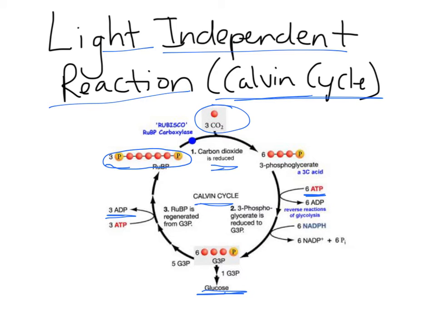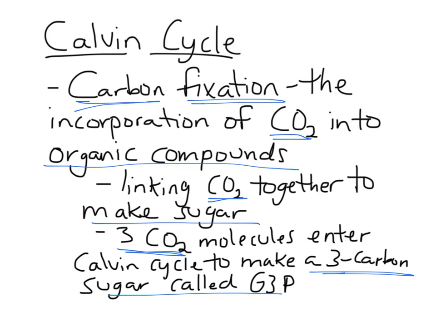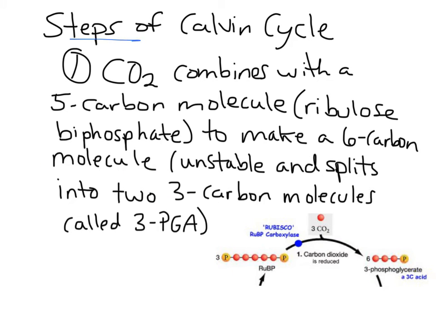So let's get started. So the Calvin cycle, which is carbon fixation, it incorporates CO2 into organic compounds. What it does is it takes CO2 and it links it together to make a sugar with other molecules. So 3 CO2 molecules enter the Calvin cycle to make a 3-carbon sugar called G3P. So let's look at how this all happens.